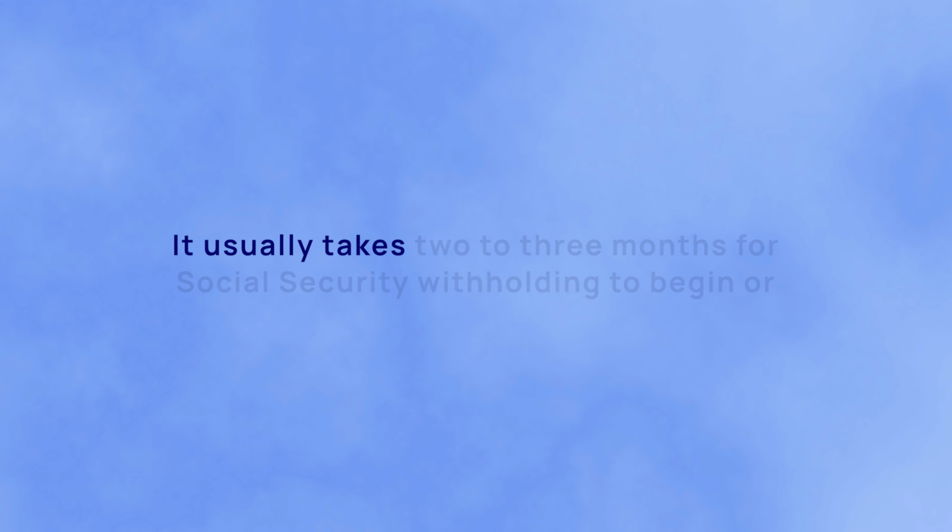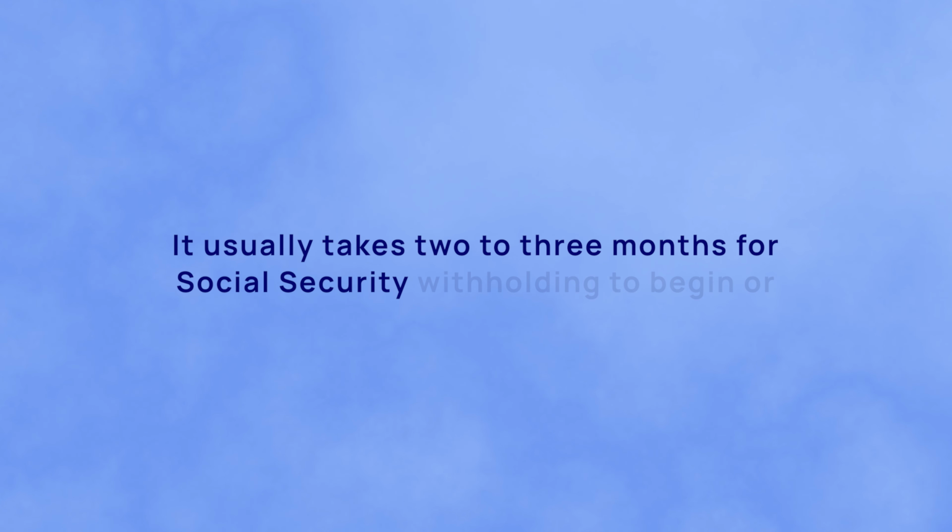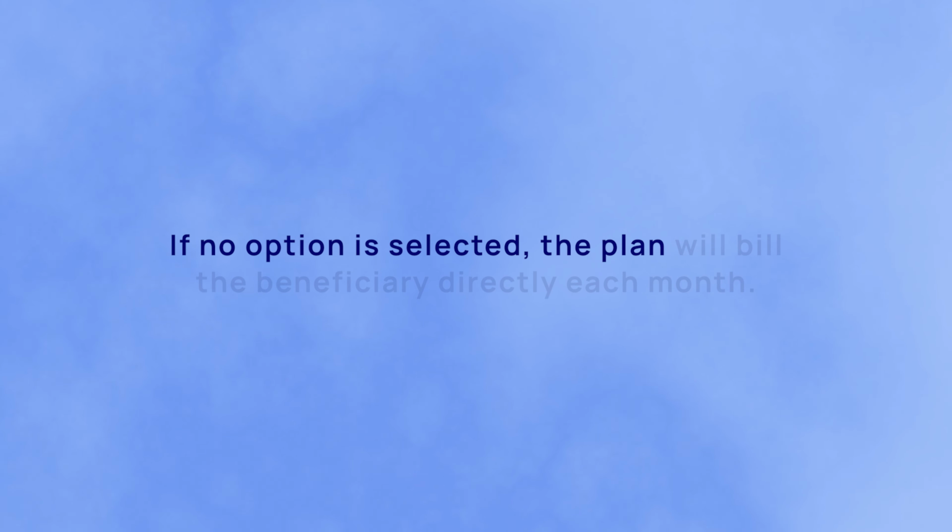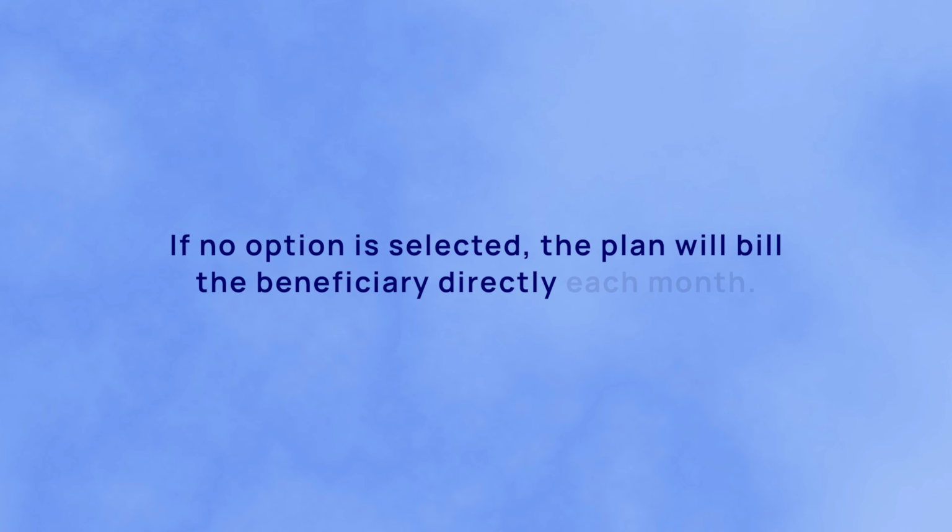It usually takes 2 to 3 months for Social Security withholding to begin or end, and when it starts, it will cover any premiums owed from the previous months. Generally, beneficiaries must stick with the payment method they choose for the entire year. If no option is selected, the plan will bill the beneficiary directly each month.